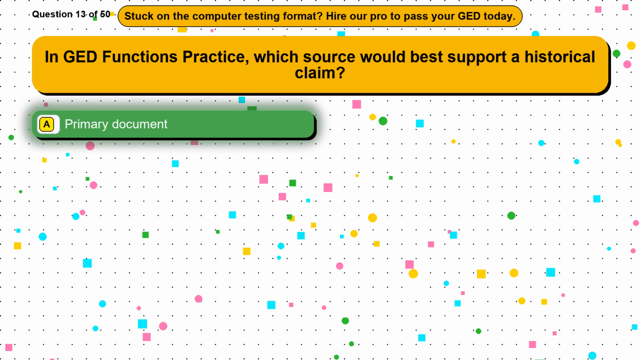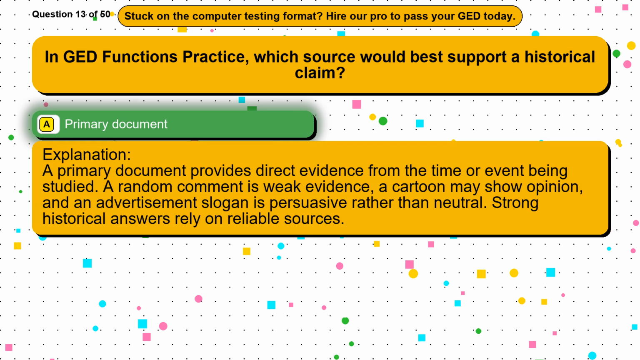The correct answer is option A. Primary document. A primary document provides direct evidence from the time or event being studied. A random comment is weak evidence, a cartoon may show opinion, and an advertisement slogan is persuasive rather than neutral. Strong historical answers rely on reliable sources.